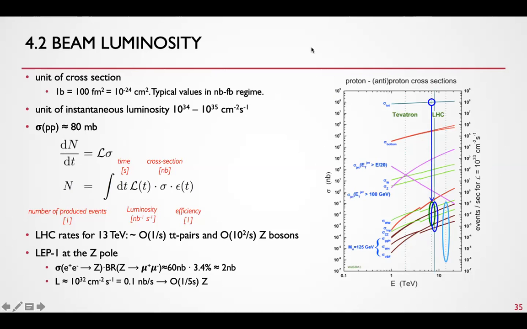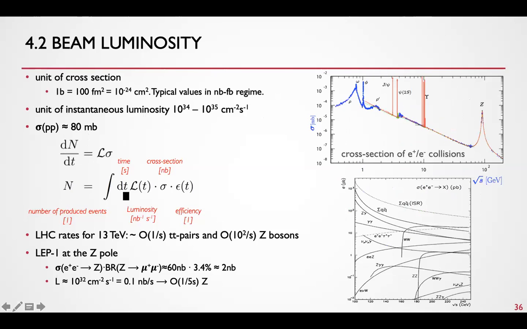This was the LHC. It's a proton-proton collider. See, it has a gigantic cross-section of 80 millibarn. At the LEP collider, that's an E plus E minus collider, the cross-section is much lower, okay? We talk about 10 to the minus 5. Look here, this is where LEP was operated, at the Z-pole mass. The cross-section here is 10 to the minus 5 millibarn. So instead of 80, you have 10 to the minus 5.